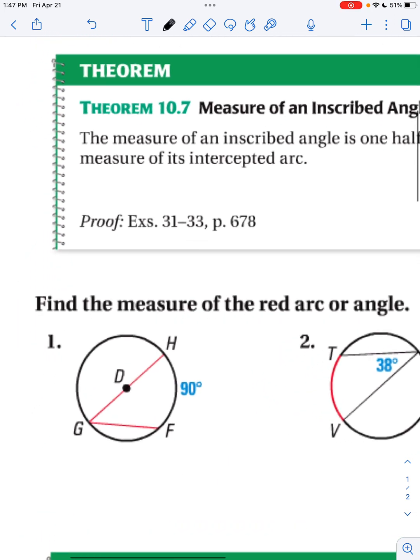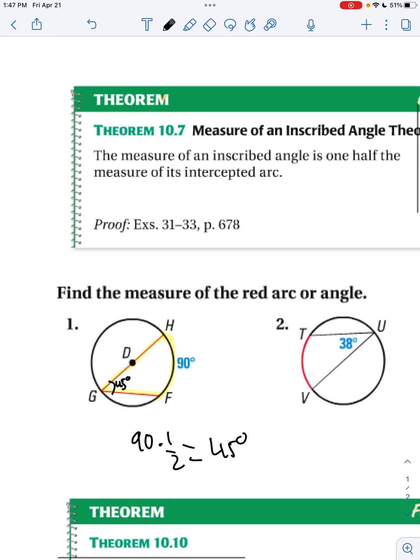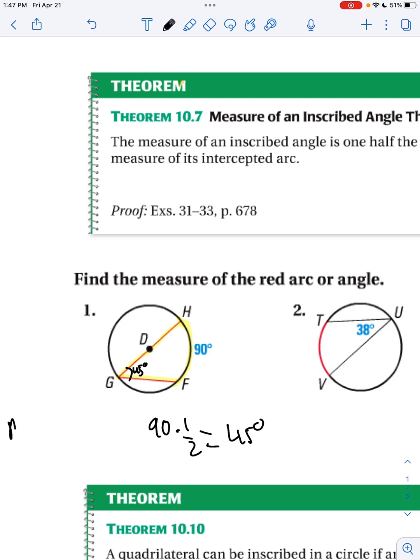So for example, if we look at number 1, here's my arc. My arc is HF, and my inscribed angle goes from H to G to F. So I'm going to take 90 and multiply it by 1/2, or divide it by 2, and get this angle equal to 45 degrees. So the measure of angle HGF equals 45 degrees.